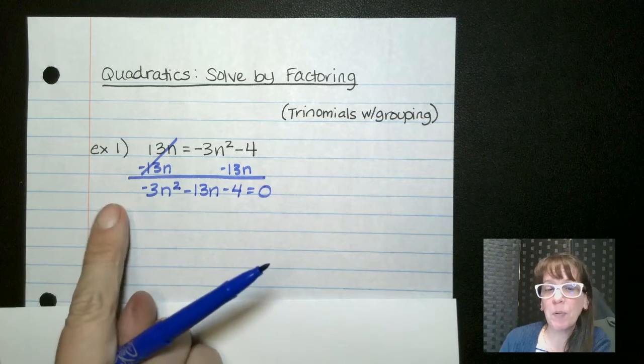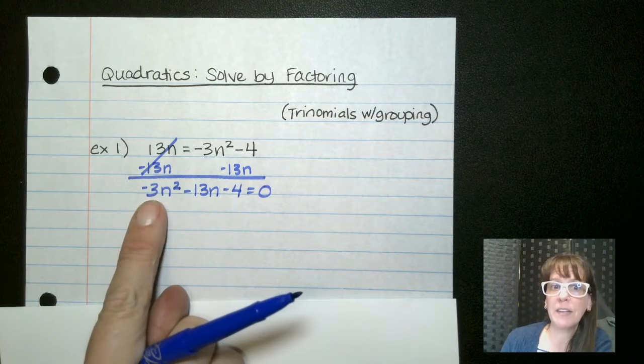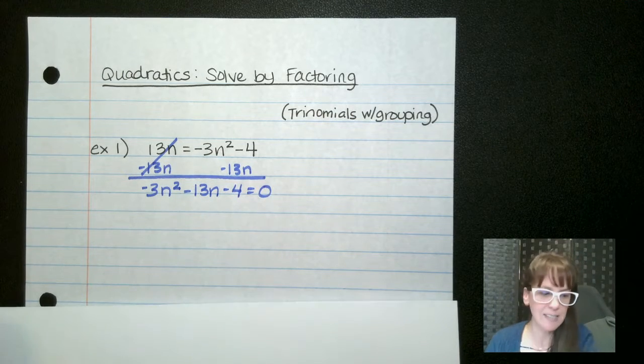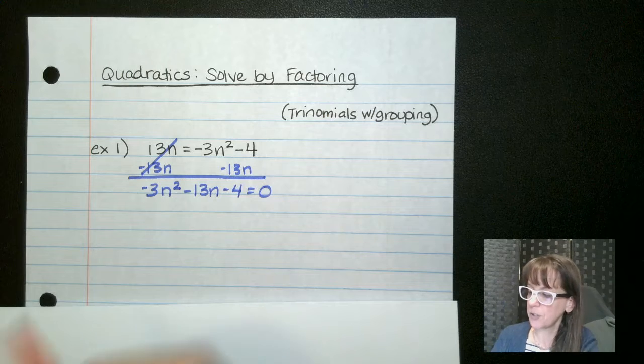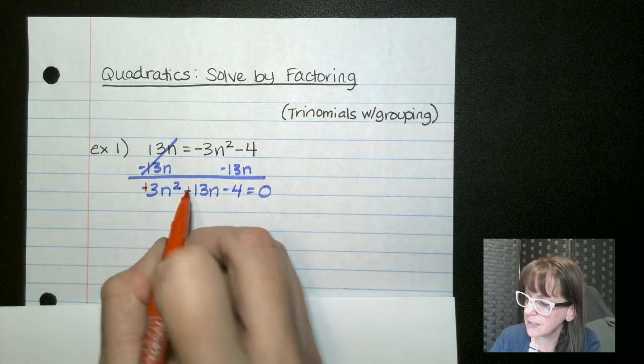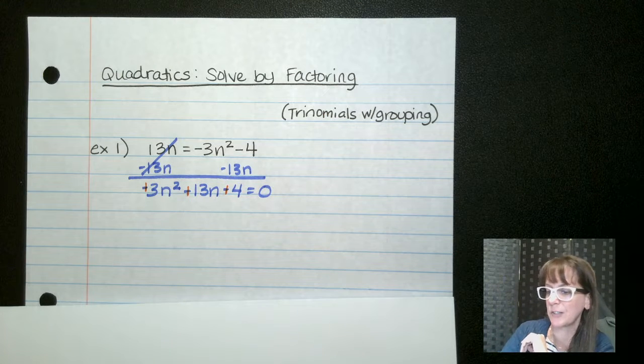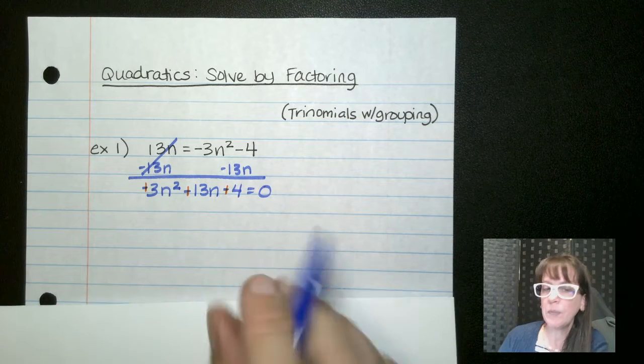Okay, now remember what I said when we're factoring, you can't have a negative in the front here. So we're going to divide each of these by -1, which all it does is just change your signs. So as long as you change every sign, you're good to go. So now we have 3n squared plus 13n plus 4. Okay, we got to factor by grouping.